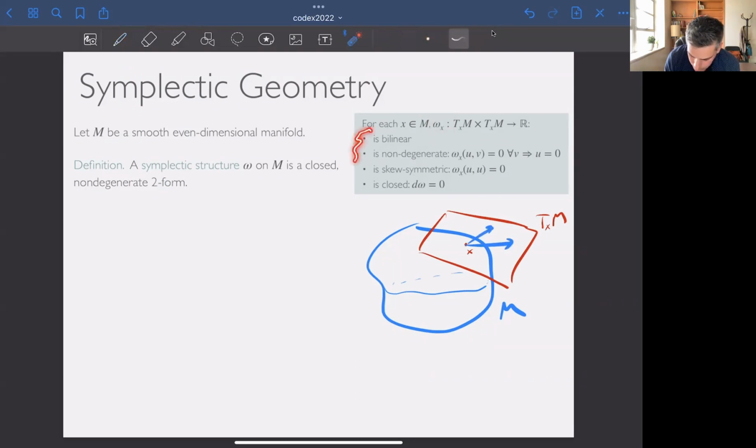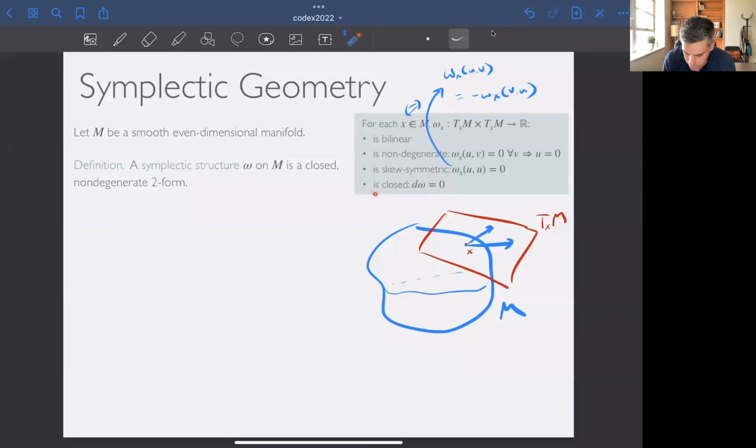Now this has certain linear algebra properties. It should be bilinear. It should be non-degenerate, so if omega(u, v) is 0 for all v, then u has to be 0. And skew-symmetric. One way to say it is if I plug in the same vector twice, I get 0. That's equivalent to saying that if I switch the order of my arguments, I pick up a minus sign. Hence the skew-symmetric. All right, so those are all fine: on each tangent space, I have these very natural linear algebra conditions.